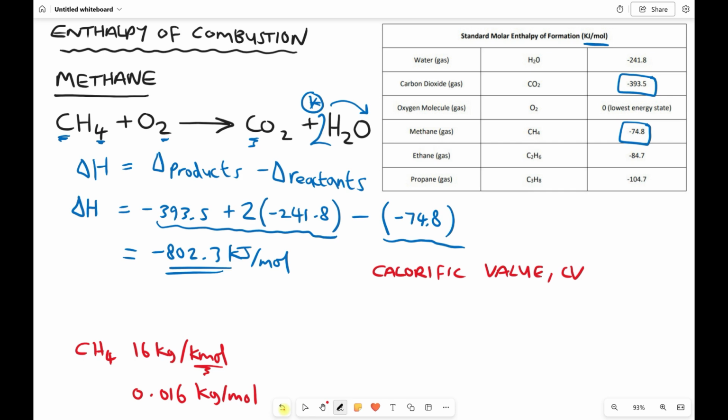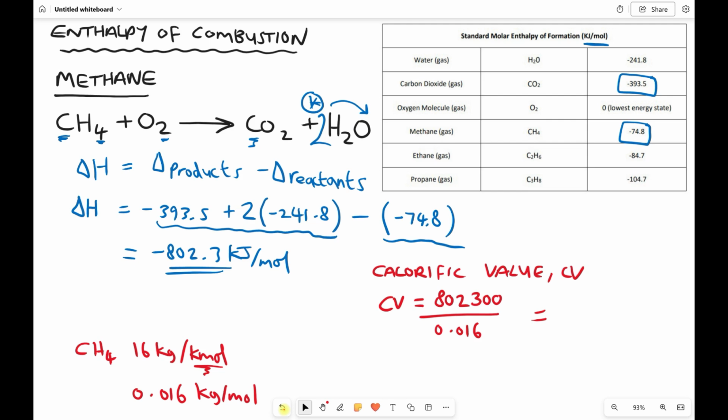Now we can determine the calorific value because we know the amount of energy stored in 1 mole of our fuel. The amount of energy stored in 1 mole is 802. Just take care here because it's 802.3 kilojoules. So 802.3 is 802,300 joules. Going to work in SI units. We know the mass of 1 mole is 0.016. So we can calculate our calorific value.